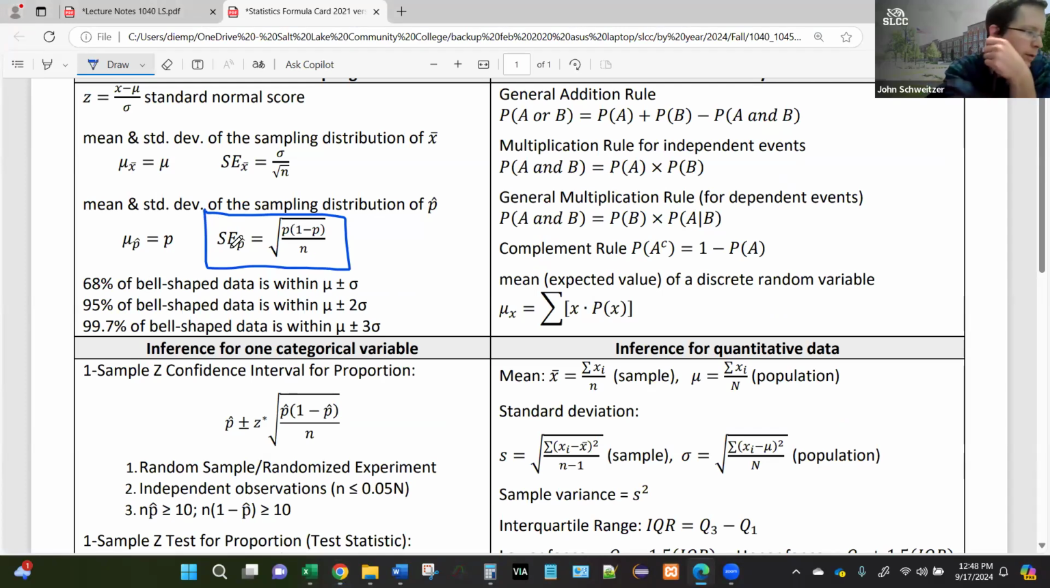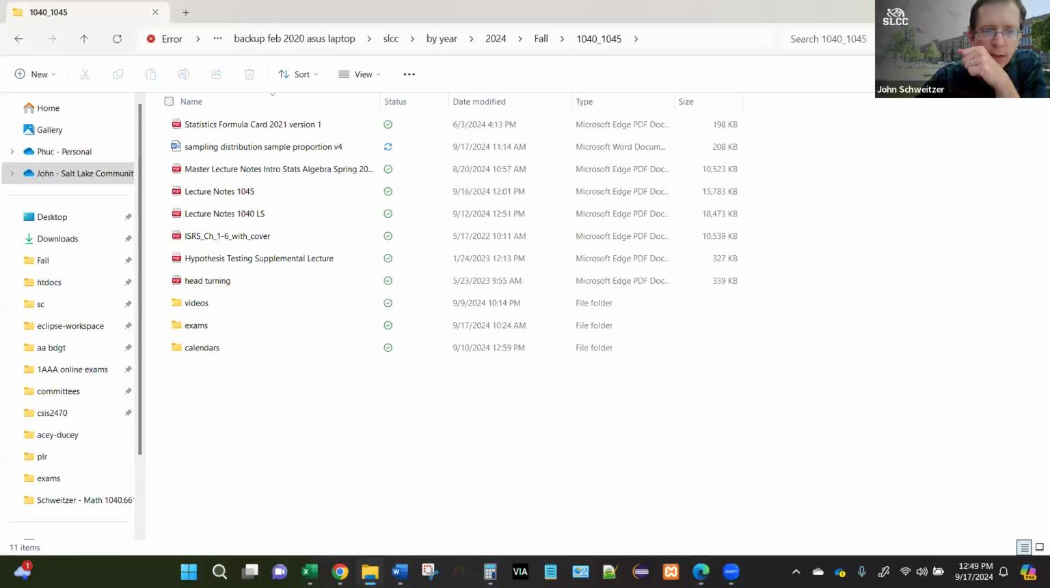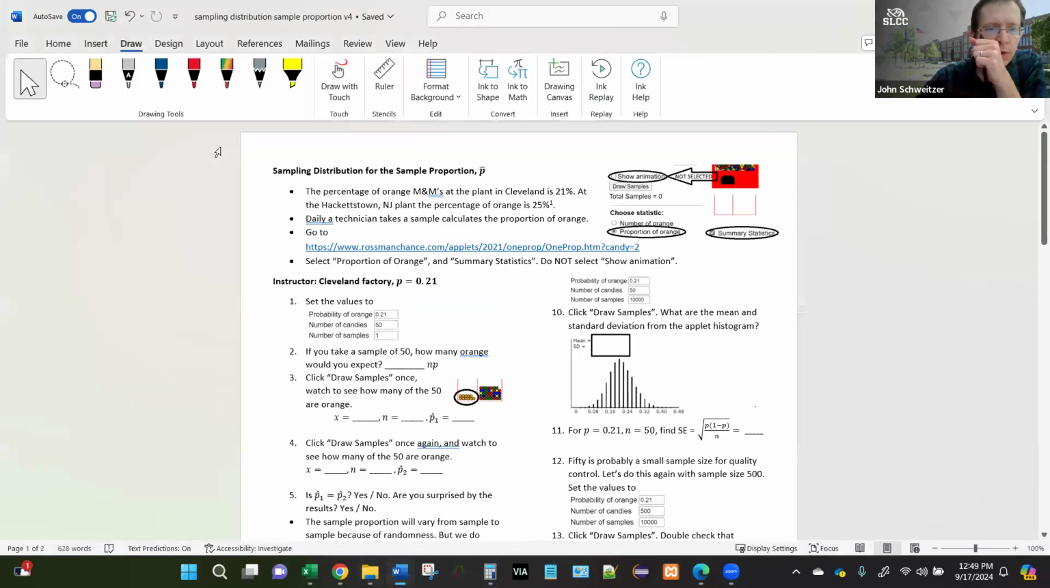What I want to do is show you that this formula is correct. This formula gives us an idea of how much p hat is bouncing around. Unfortunately, this activity that I want to do takes more than a minute, which is how much time we have today. So let me just show you what this is.